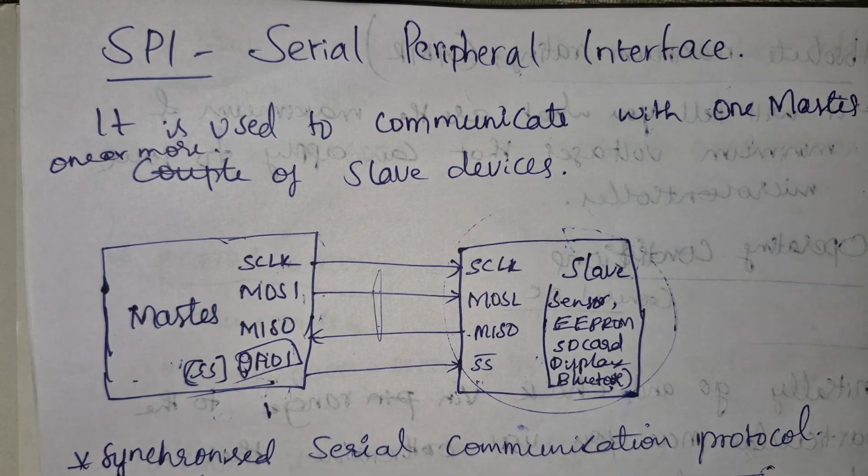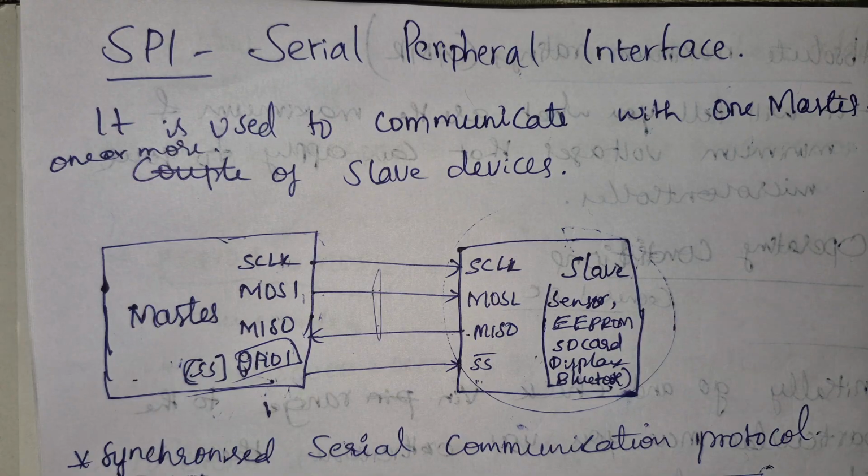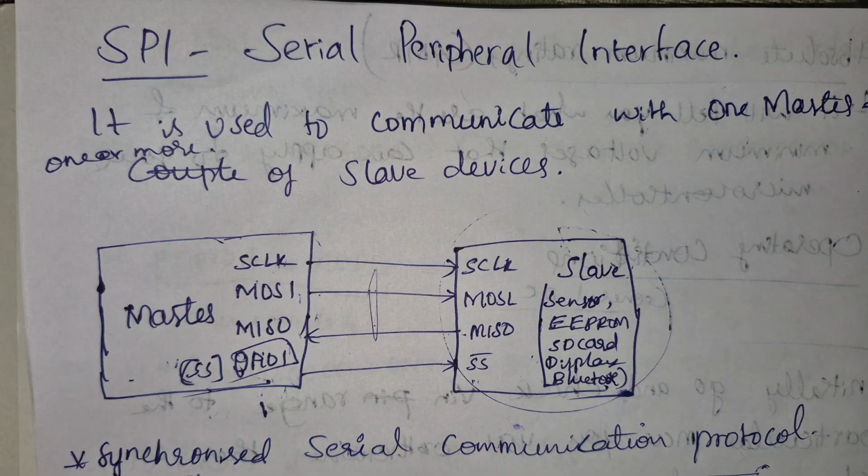Before learning SPI, you need to know what communication protocols are. Just as we humans talk to each other and communicate, embedded systems also need to transfer data to each other to establish communication between them. So, communication protocols are used for that. A few communication protocols are SPI, I2C, UART, CAN, etc. And today we are going to discuss SPI.